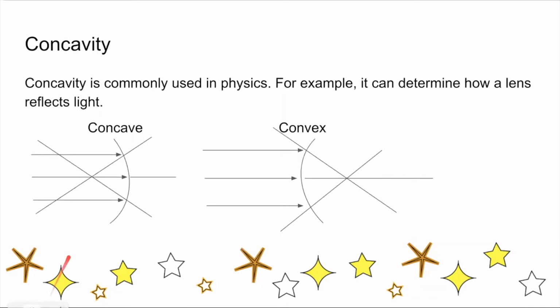All right, so now we're moving into concavity. Concavity is commonly used in physics. It can determine how a lens reflects light. So a concave lens, if light comes from this direction right over here, then the light would converge to the left of the lens. And a convex lens would reflect light such that it converges to the right of the lens.